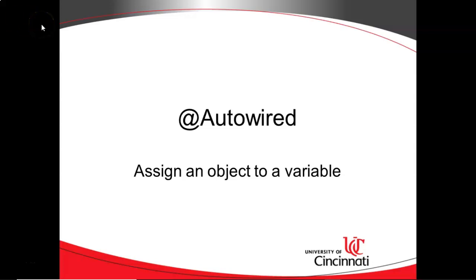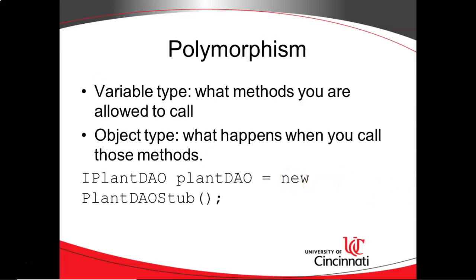In this video, we're going to look at the @Autowired annotation in Spring and see how object instantiation works. First of all, this is a good example of polymorphism, something I've mentioned several times before.